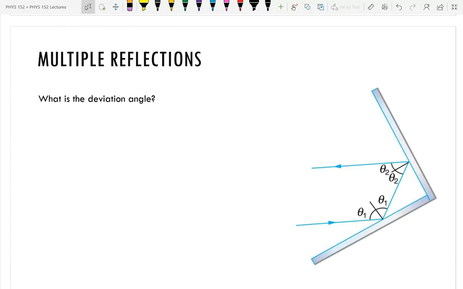Multiple reflections. Let's do this. Here we have an example of a right angle mirror. What I want to know is, how much is the light wave going to be deviated that reflects back compared to what I sent in? I send in that light wave on the bottom, and it's going to reflect not once, but twice. How do I find the angle difference between this and this?